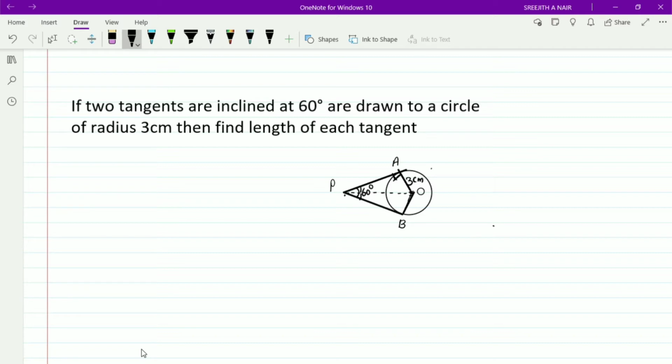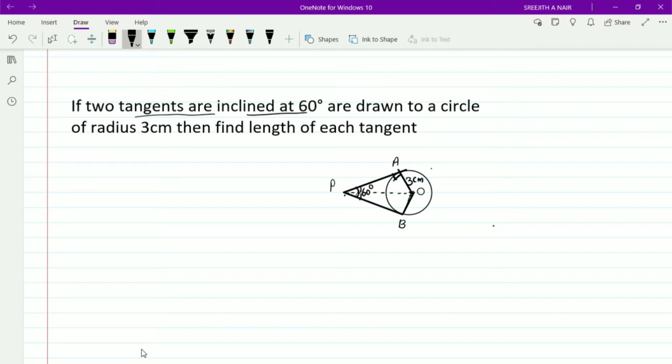First we have to draw a circle with center O, and the radius is given as 3 cm. Just mark the radius OA as 3 cm. P is the point outside the circle, and from P to the circle you have to draw two tangents, PA and PB. It's given that the two tangents are inclined at 60 degrees, so mark it as 60 degrees. Now we should join OP.